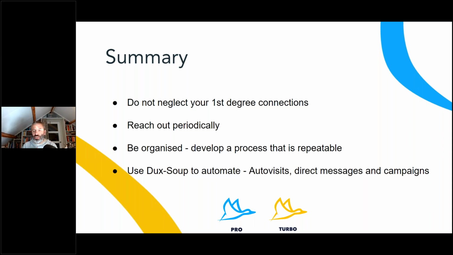It's such a missed opportunity not to do it. Be organized. It's really important. Use the tagging and develop a process that's repeatable, so you've got traceability. You can see where you've been, who you've reached out to, etc. And then use Dux-Soup to automate it, all the auto visits, the direct messages, and even the campaigns with Turbo. I think it's a really powerful combination in that respect.